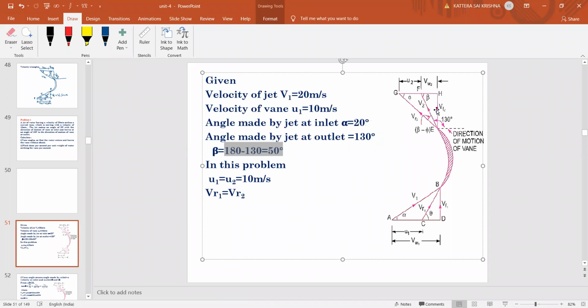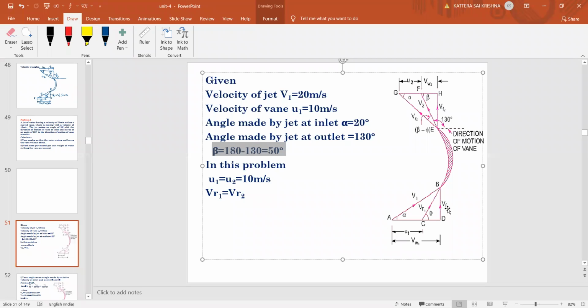Then only you will get a figure like this. Suppose this angle is given as 90, so 180 minus 90, you will get 90. At that time, this point will touch here. Remember that. And one more thing, if it is greater than 90, suppose you are getting 120 here, then this line will come outside like this. So depending upon the beta value, after checking it, you need to draw the diagram at the outlet.